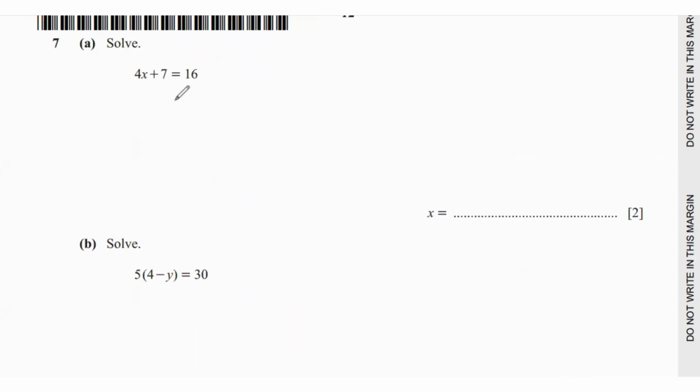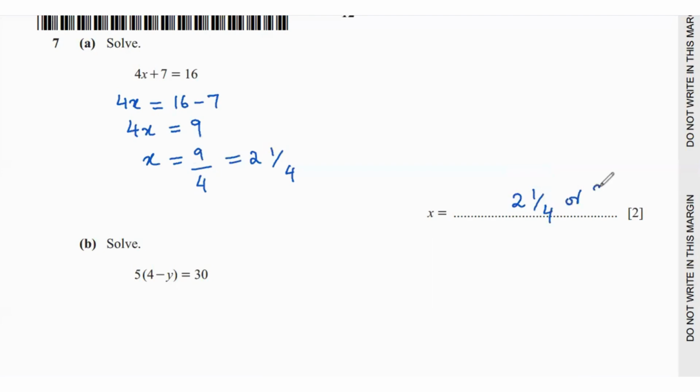Question 7 says solve 4x plus 7 equals 16. So this is a multi-step equation. We first subtract 7 from 16, which is going to give us 9. Then we do 9 divided by 4. That's basically the same as 2 and 1 over 4, so you can write it either way. That's the value of x.